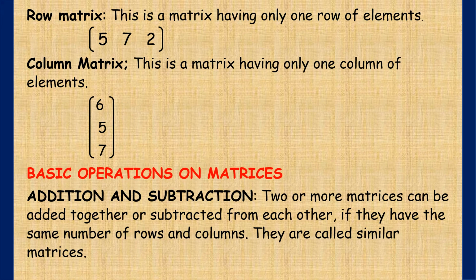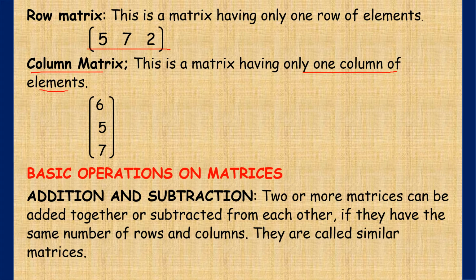We also have what we call the row matrix. This is a matrix having only one row of elements. It can have as many columns as possible, but only one row makes it a row matrix. Then the column matrix is a matrix having only one column of elements. It can have as many rows as possible, but just one column.